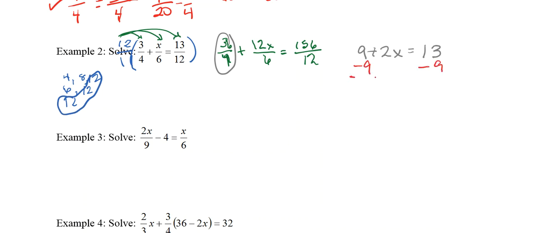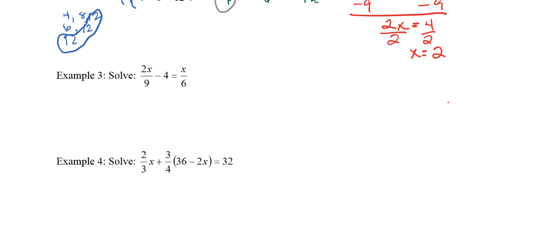Minus 9. 2x equals 13 minus 9, or 4. Divide by 2, and my x equals 2. And I'll leave you to do your own checking. That process is going to continue no matter what it looks like.